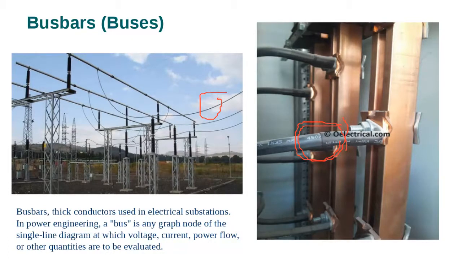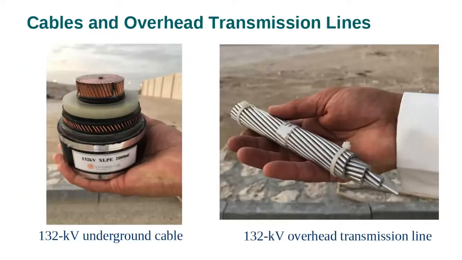As you can see here, this is insulated PVC cable. This is underground cable. These are not insulated. Overhead transmission lines are not insulated, as we can see here. These are all alloy aluminum, and it's very light, as you can see by the hand here. Very light.